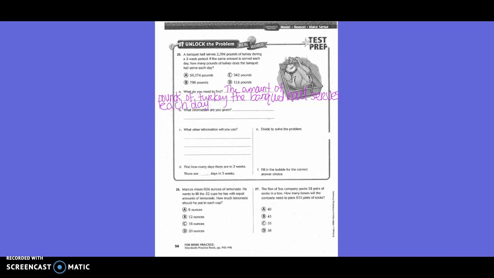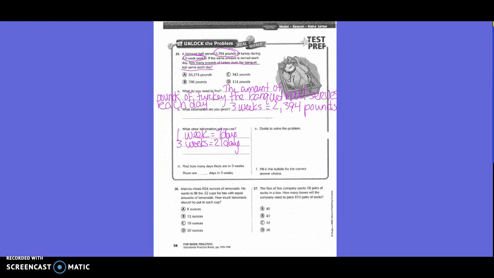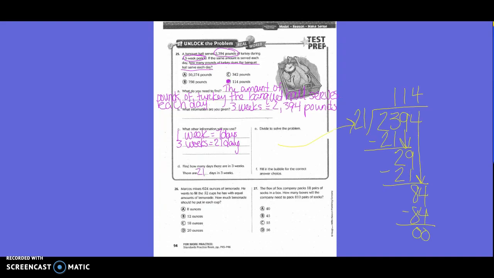What information are you given? So they give us that 3 weeks equals 2,394 pounds. Letter C, what other information will you use? We know that 1 week equals 7 days and that 3 weeks equals 21 days. So divide to solve the problem. We displayed our work and we came up with 114 pounds.